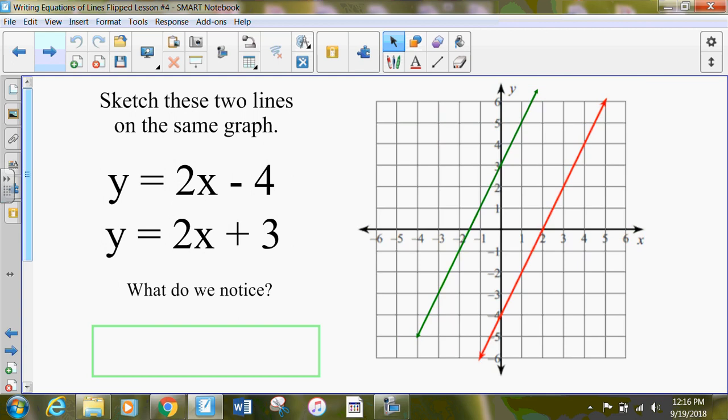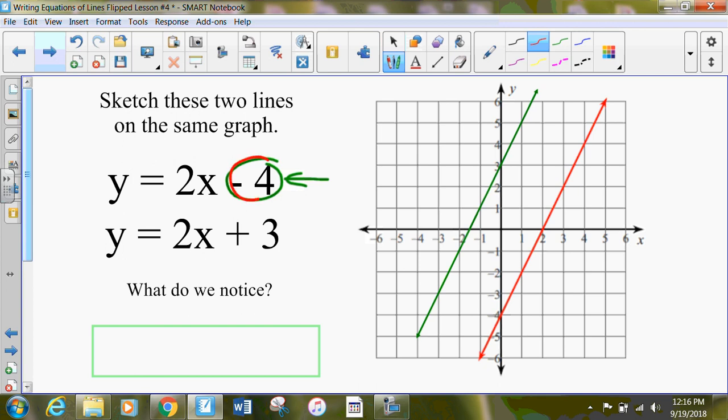Apparently, I've already graphed them. So the red graph is showing this line right here, right? My y-intercept is -4. My slope is 2, up 2 over 1. So that's that line. This equation matches up with this graph. My y-intercept is 3. My slope is 2, up 2 over 1.